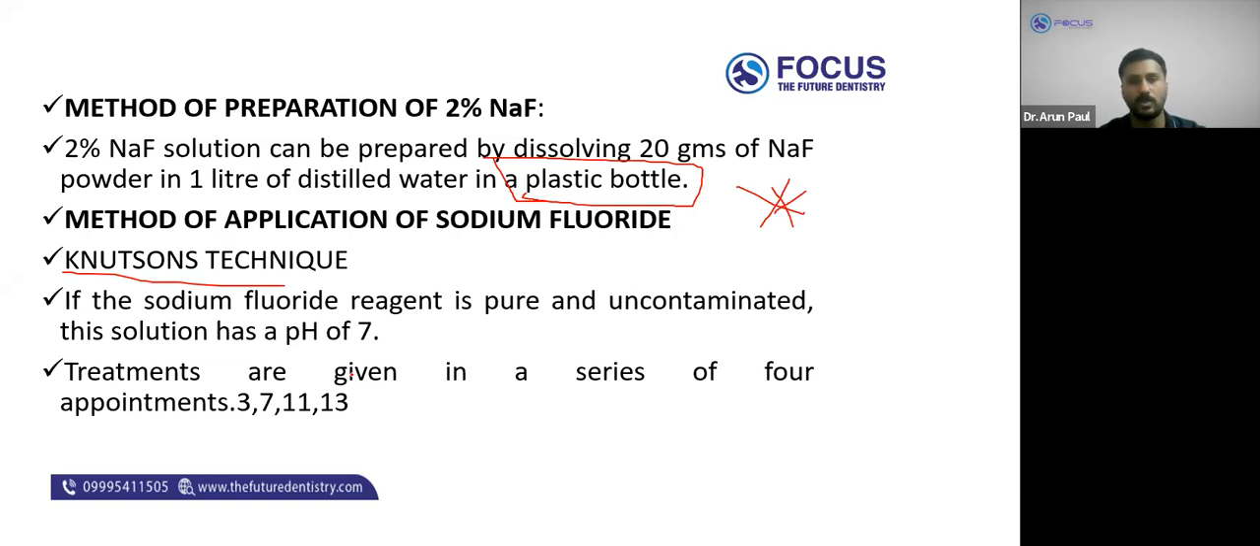The treatments, as I told you, are given in 4 intervals at 4 different age groups. Clear? That is at the ages of 3, 7, 11, and 13. These are the age groups where you are supposed to give sodium fluoride. This is in relation to the eruption pattern of the teeth. The primary teeth erupt around 3, the first permanent molar around 6 to 7, and by 11 and 13 almost all permanent teeth will most probably have erupted. So coinciding with the eruption pattern of primary and permanent teeth, these ages have been decided.